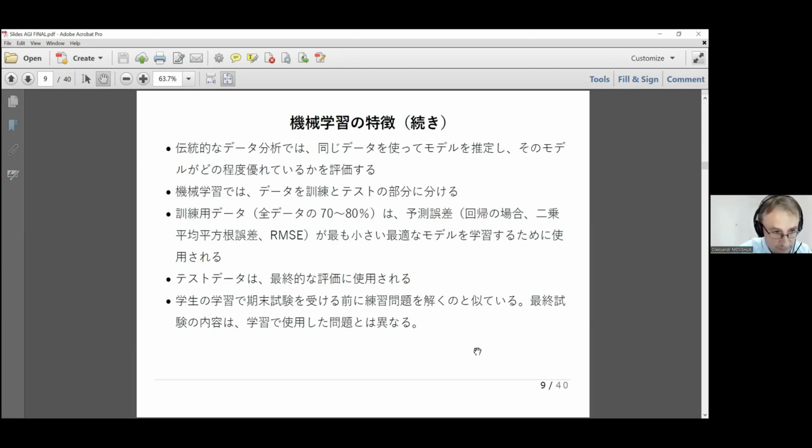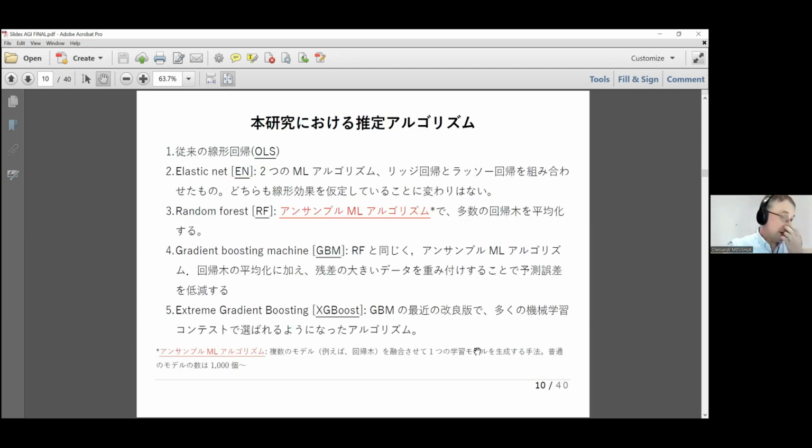What kind of algorithms are we going to use? The first one is conventional ordinary least squares, and then come the machine learning algorithms. The first one is elastic net. In elastic net, we combine two kinds of linear regression. The first one is ridge regression, and the second one is lasso regression.